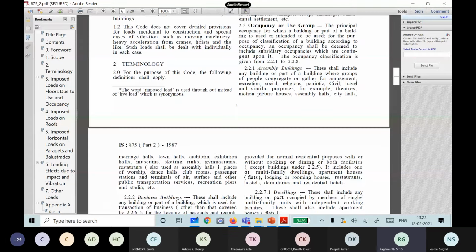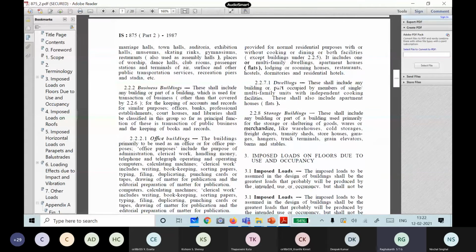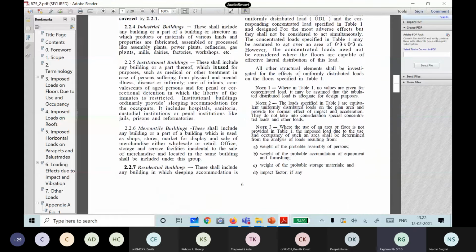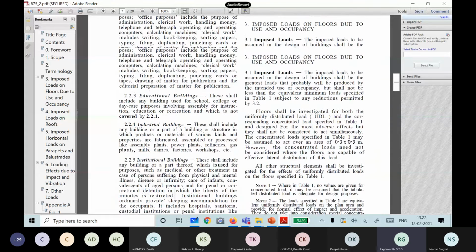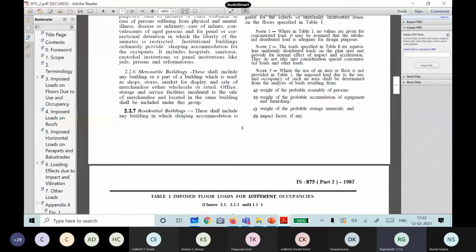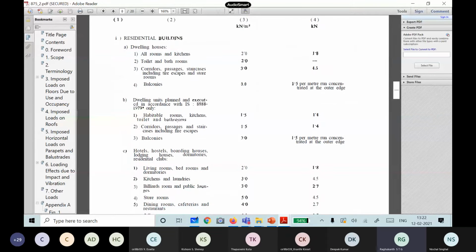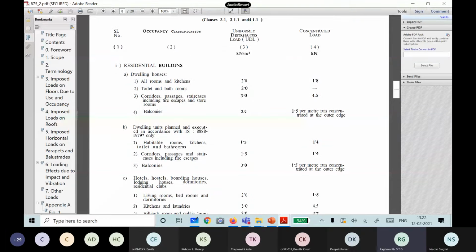So please go through this once and study it nicely: assembly buildings, business buildings, offices, then education, then industrial buildings, institution, mercantile, residential buildings, and then storage buildings. The code clearly says it like this. Now, residential building, if it is there, okay. Like what you are all sitting in, your houses, right? In your house, you should know all rooms and kitchens actually.